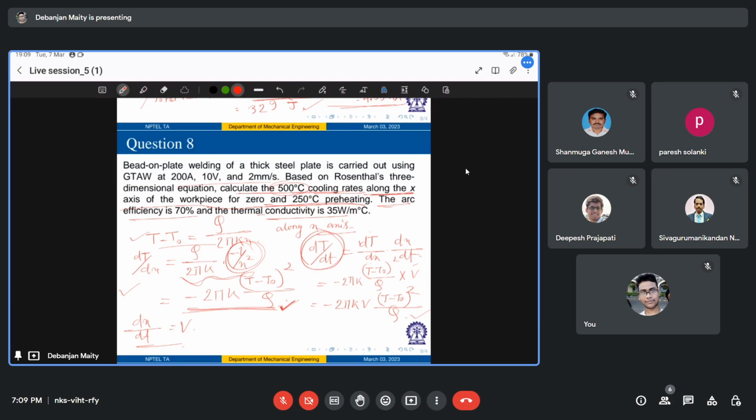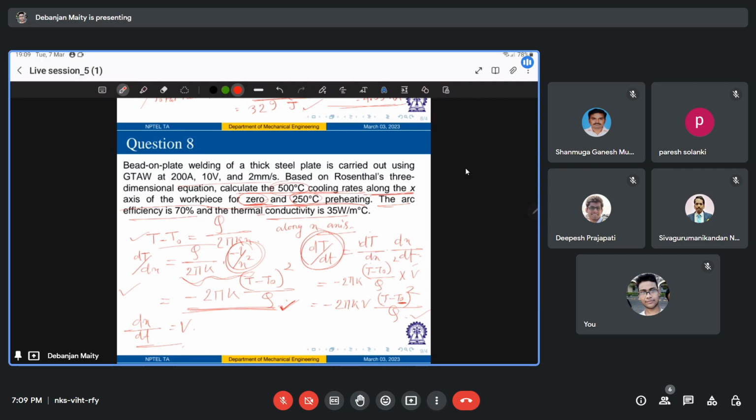Now you have two different preheating temperatures. You have two different T naught values, basically. One is your 25 degrees C, which is your room temperature, that means zero preheating, and then you are preheating it up to 250. So the initial temperature will be 250.